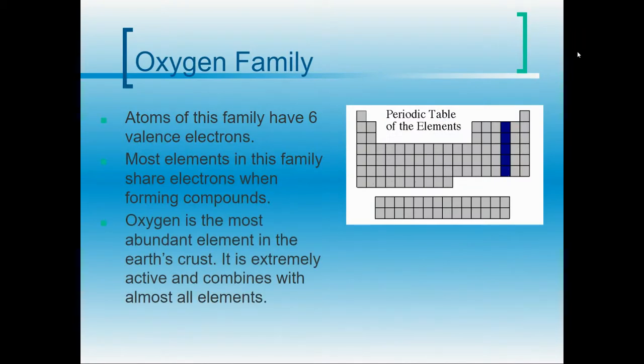We move into the oxygen family. Excuse me. The oxygen family has 6 valence electrons. Most elements in this family share electrons when forming compounds. Oxygen is the most abundant element in the Earth's crust. It is extremely active, or extremely reactive, and combines with almost all elements.